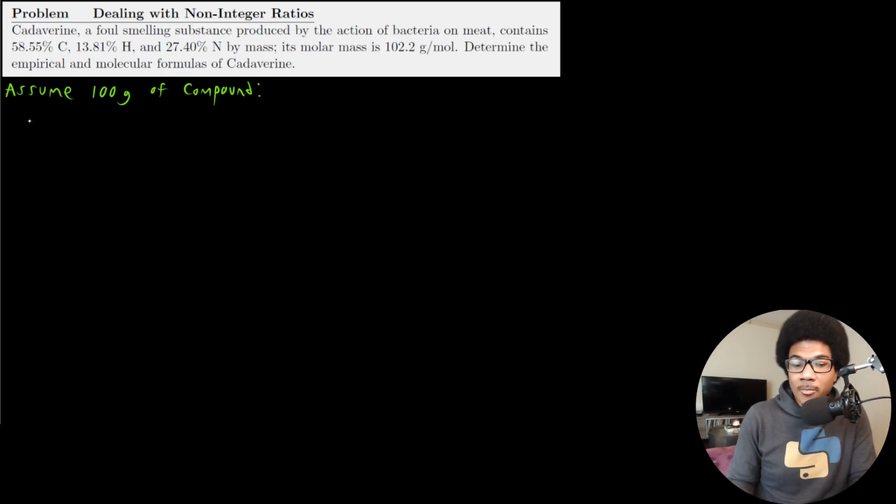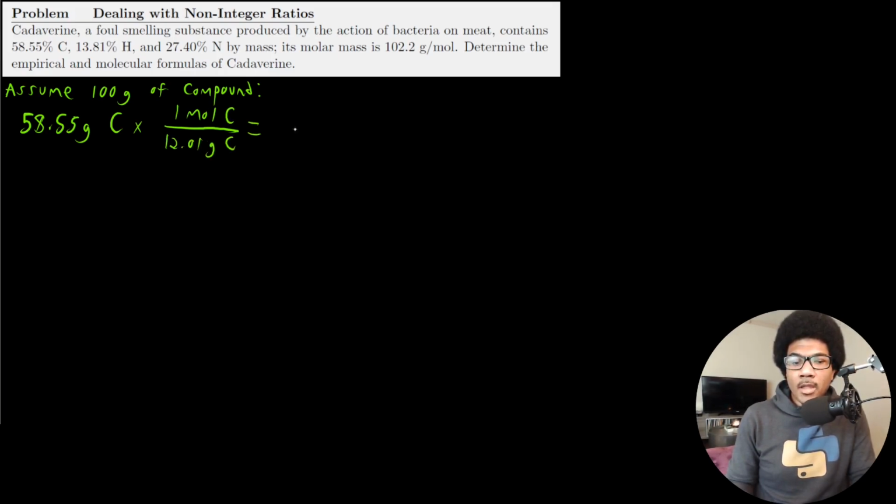So for the carbon, we know that in a 100 gram sample, we'll have 58.55 grams of carbon. Going off the periodic table, for every 1 mole of carbon, we have 12.01 grams of carbon. So that means in a 100 gram sample, we will have 4.88 moles of carbon present in cadaverine.